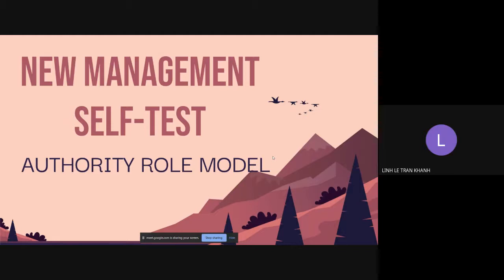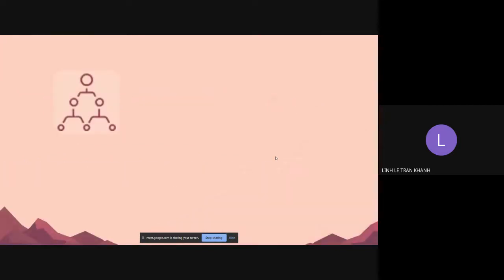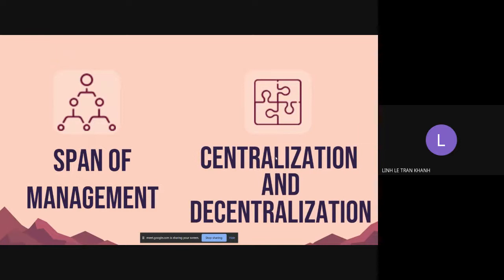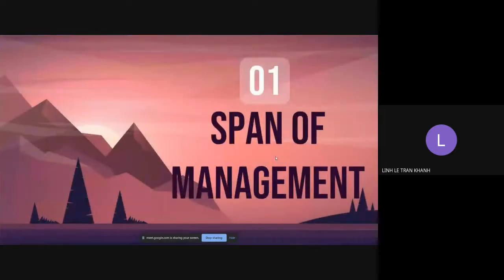So, hi guys, my name is Linh and I'll be responsible for the second part of our team's lecture today, which is new management self-test authority role model. My presentation consists of two contents. The first one is span of management, and the second one is centralization and decentralization. First, we'll start with the definition of span of management.